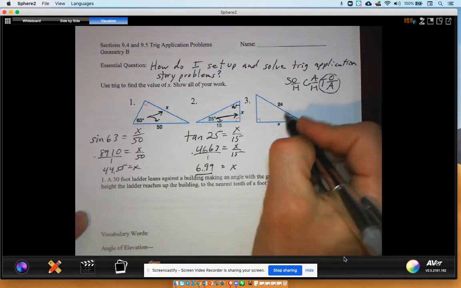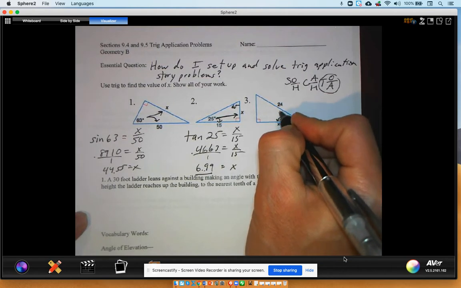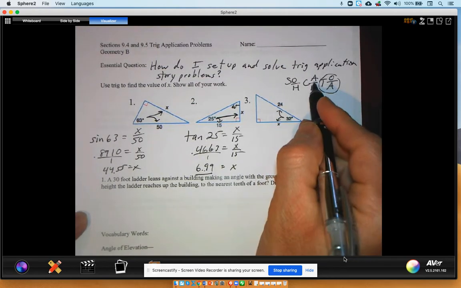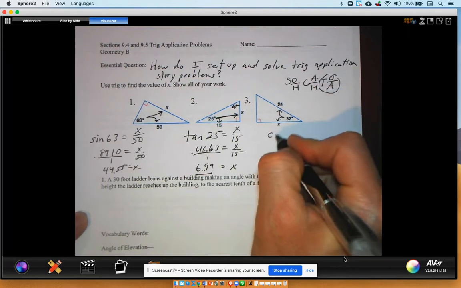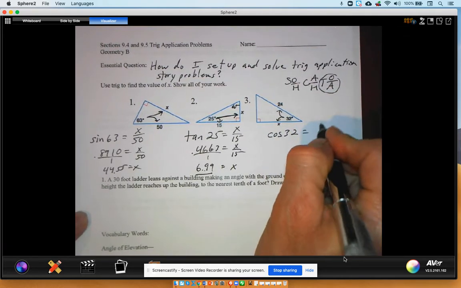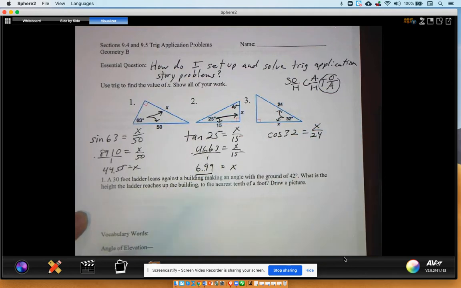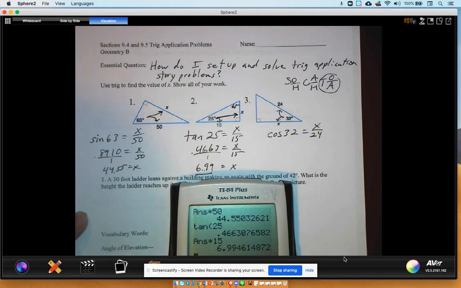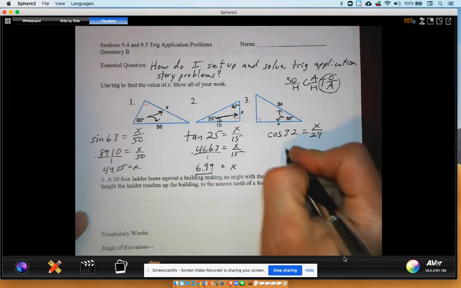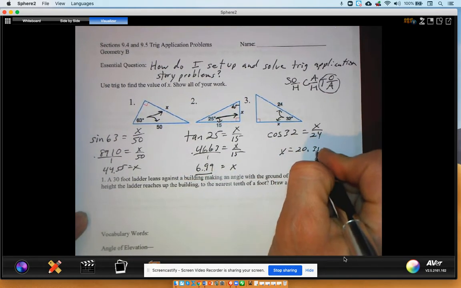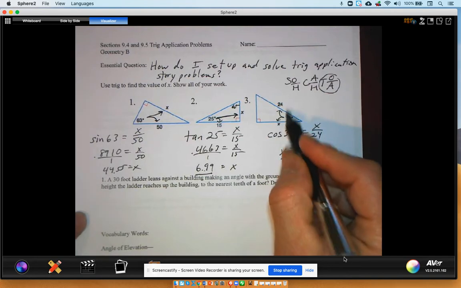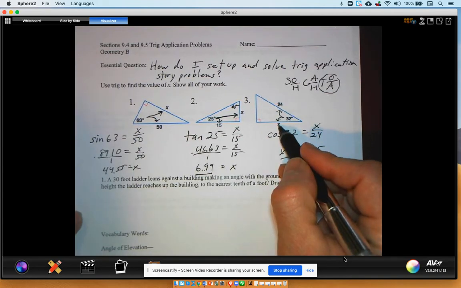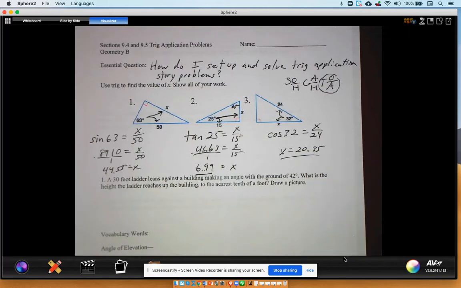The last one we have 32. I've got adjacent. I have hypotenuse. So cosine, adjacent and hypotenuse. Cosine 32 equals x over 24. So I'll take my calculator and type cosine of 32. I'm going to end up multiplying that by 24 once I cross multiply, which says 20.35 should be my answer. X equals 20.35. All right, that does make sense. Hypotenuse is longest, so x should be a little bit shorter than that, which it is, 20.35.